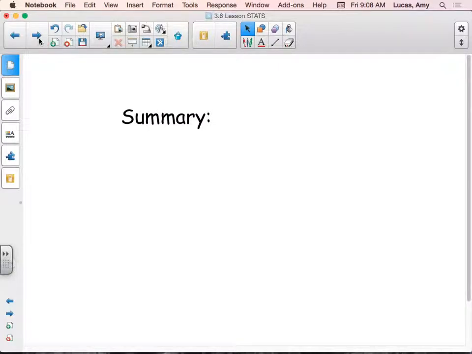You should be able to write a summary now, answering our essential question, and make sure that you address both the graph and the equation, how you can figure out if something is proportional. And then you can work on your homework.